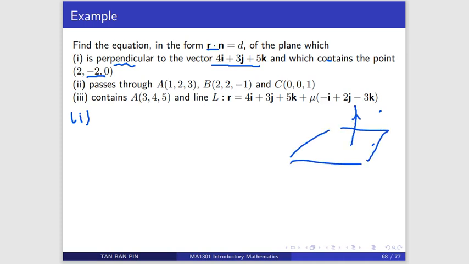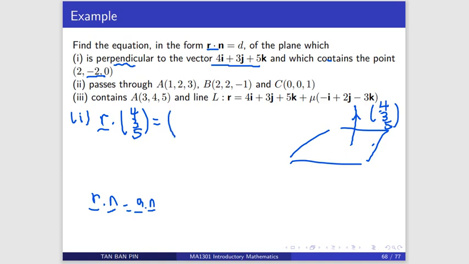The normal vector is (4, 3, 5). So the equation of the plane is r dot (4, 3, 5) equal to... remember, the equation of a plane is r dot n equal to a dot n. So r dot (4, 3, 5) equal to a dot n. A is a given point, so it's (2, -2, 0) dot (4, 3, 5). So just look at the dot product: 2 times 4 is 8, then minus 6, then plus 0, so it's 2.